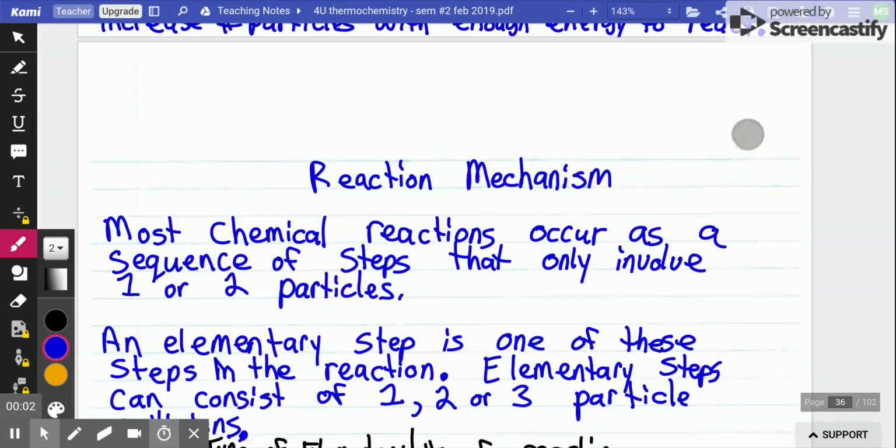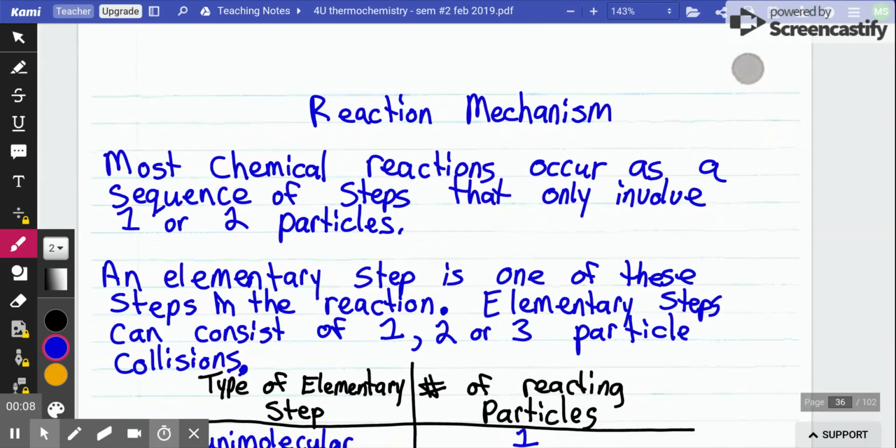In this lesson, we're going to be looking at something called reaction mechanism. Now, when we are dealing with a reaction, most of our chemical reactions occur as a sequence of steps that only involve one or two particles. And this makes sense because when we think about our collision theory, in order for a reaction to occur, the collisions of the particles need to be effective.